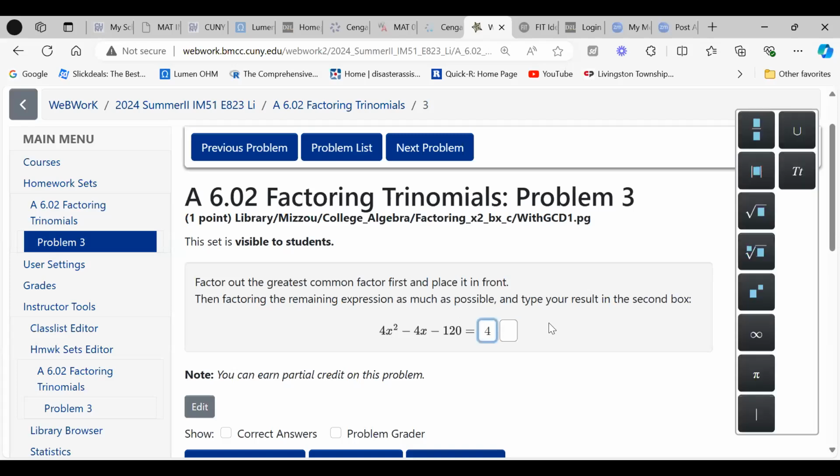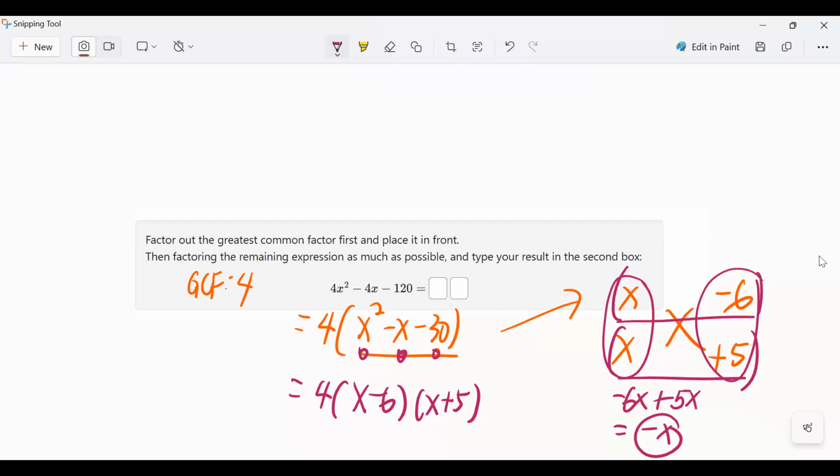Yeah, how did you get -6 and 5? Okay, so one more time, going back here, it's -30. The two factors that, when you break down 30, you get 6 and 5, right? 6 times 5 is 30, right? And one of them has to be negative. So -6 and 5.